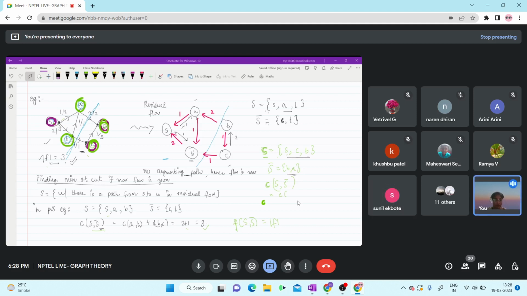See, if you are just assigning a random flow, then you have to draw the residual flow diagram. And if there are no augmenting paths, then you can claim that this is the maximum flow. So the answer will be the same for me and others. The value of flow will be the same. The function might be different.